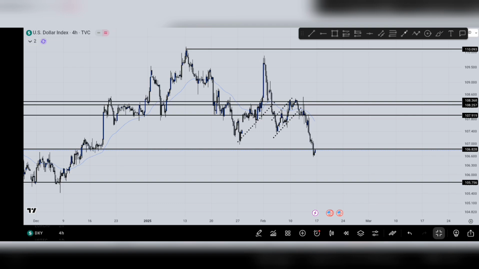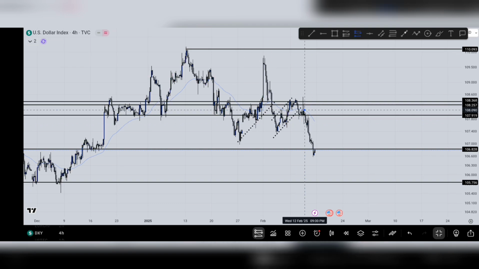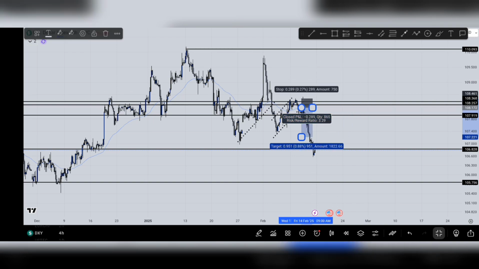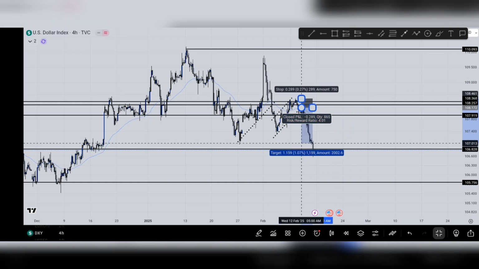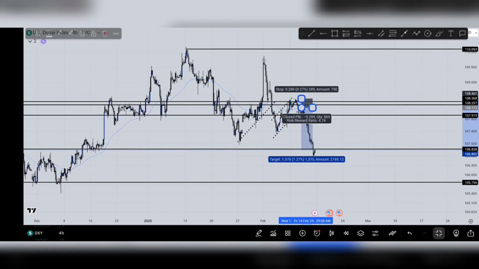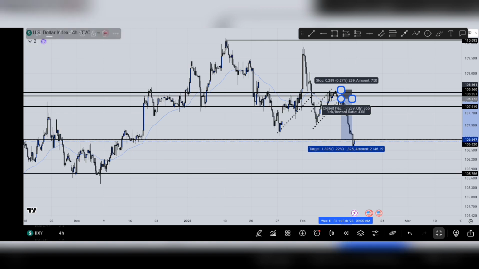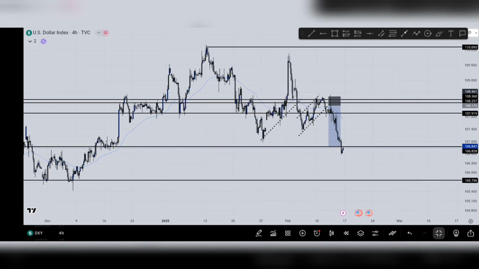So what I did, my first entry was around this point. It did analyze for last week. My entry was around this point, and then my first TP1 was around there. My TP2 is around this point. But this will be my TP1. Understand? This is my TP1.